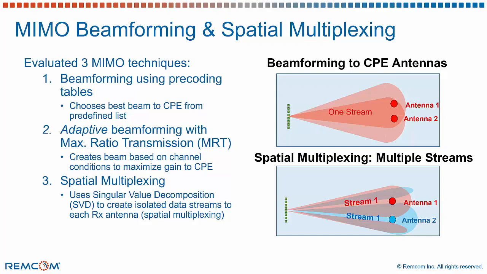We use a technique called singular value decomposition to create isolated data streams. Over on the right, we can see the differences between the beamforming and the spatial multiplexing. In spatial multiplexing, the data received by 2 different antennas is used through singular value decomposition to isolate 2 different data streams. This doesn't give us as high of a signal-to-noise ratio as the beamforming, but it does allow us to potentially have multiple data streams and increase our data rate.